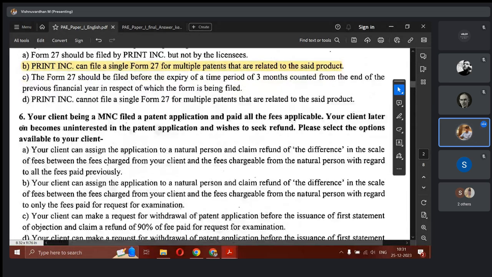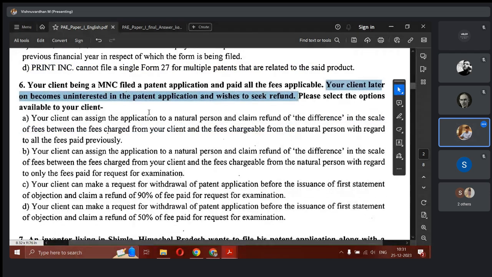Cool. Sixth one, your client being an MNC filed a patent application and paid all the fees applicable. Your client later on becomes uninterested in the patent application and wishes to seek refund. Okay. So for refund, immediately your mind should go to form number 29. So whenever you withdraw an application, a refund of the fees comes under form 29. Okay. So please select the options available to your client. Cool. Your client being an MNC filed a patent application, client becomes uninterested. Cool. So when do you get the refund?